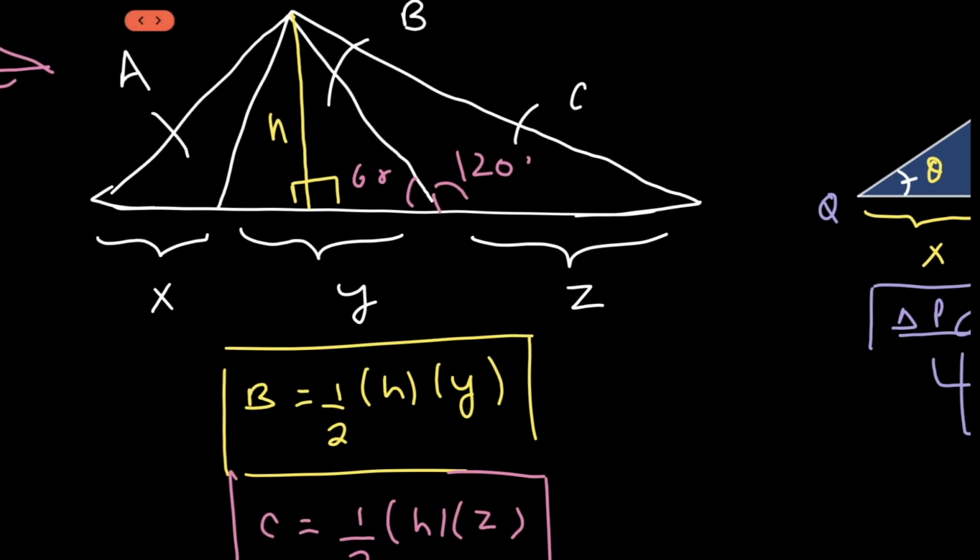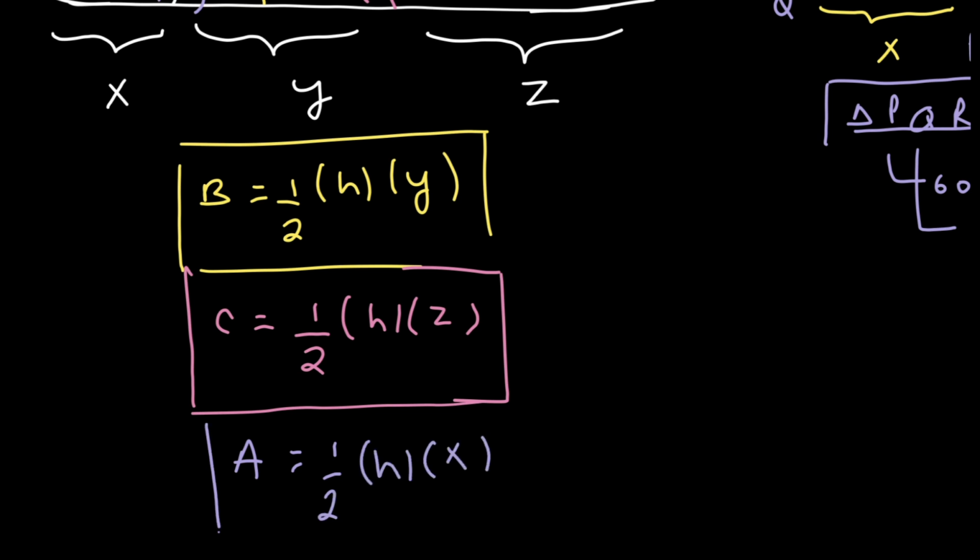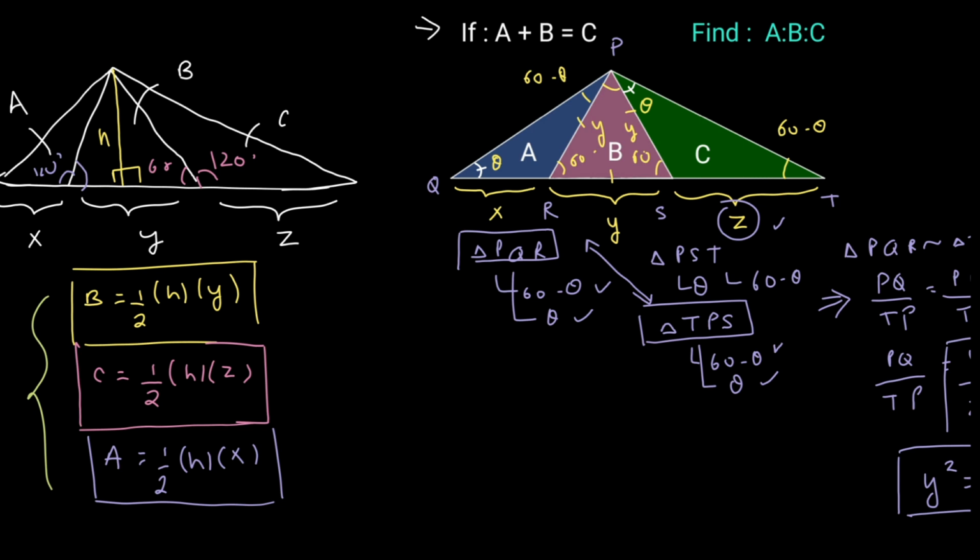is also an obtuse angle triangle because this angle is 120 degrees, as this was 60 degrees. So here also the height is h and the base is extended as a straight line. Therefore the area of this particular triangle that has been taken as capital A would be equal to half times h times x. Okay. So here we have got the values of A, B and C.